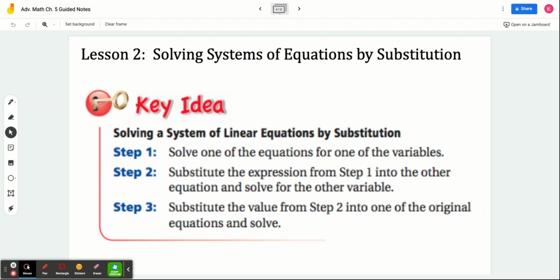Now, we'll then substitute the expression from step 1 into the other equation and solve for that variable. We can then substitute the value from step 2 into one of the original equations and solve for the second variable. Now, this probably sounds a little bit confusing, but essentially what we're doing is we're finding one value and we're substituting or replacing it for another.